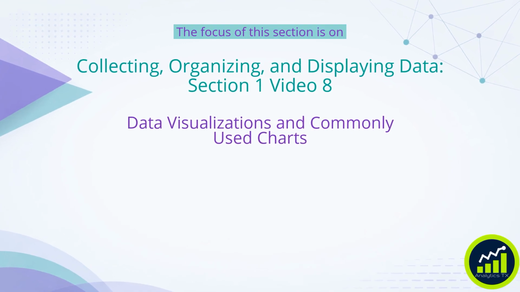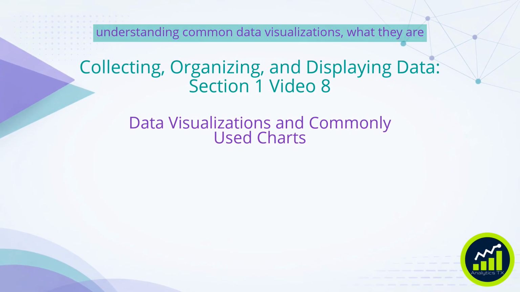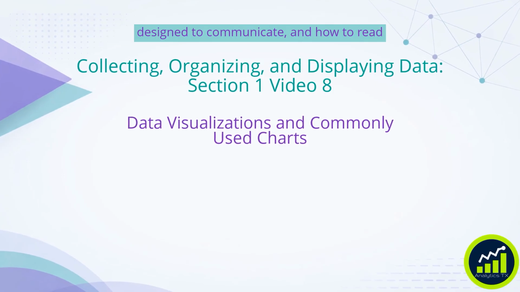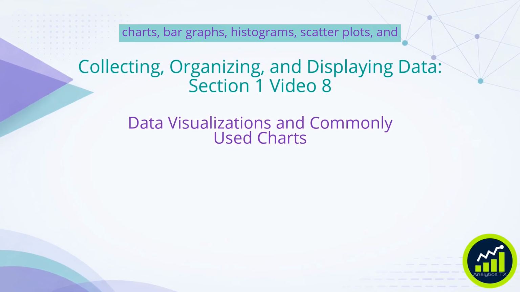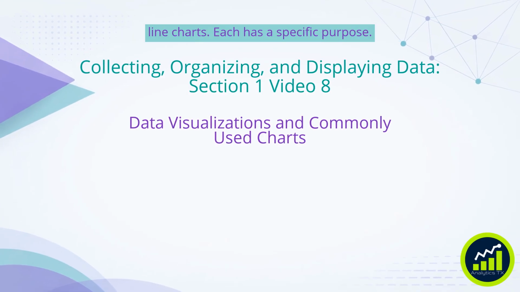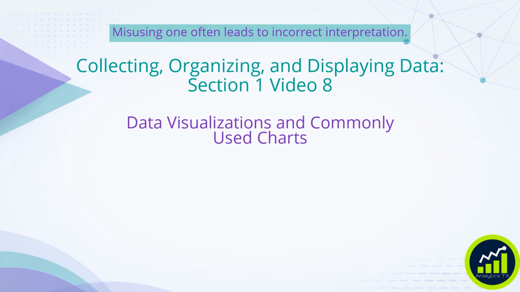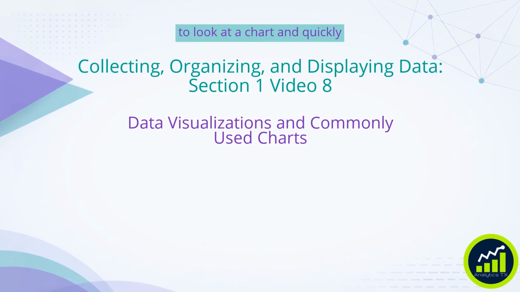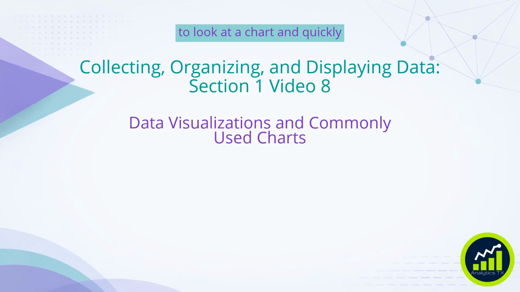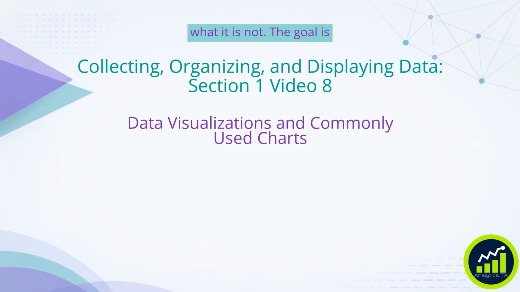The focus of this section is on understanding common data visualizations, what they are designed to communicate, and how to read them critically. We will look at pie charts, bar graphs, histograms, scatter plots, and line charts. Each has a specific purpose. Misusing one often leads to incorrect interpretation. By the end, you should be able to look at a chart and quickly identify what it is telling you and what it is not.